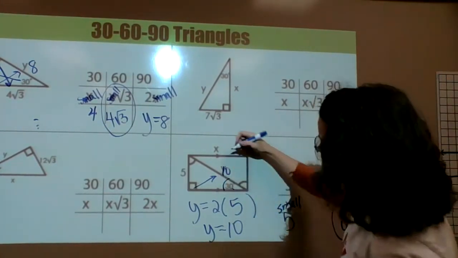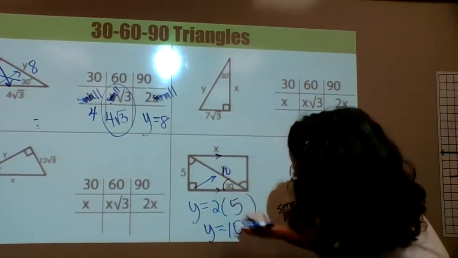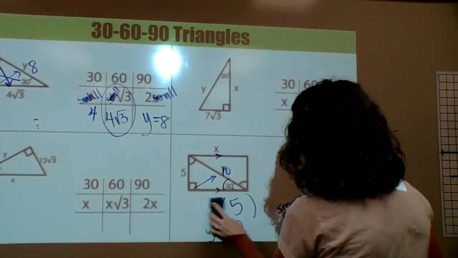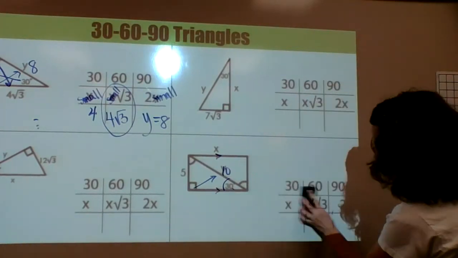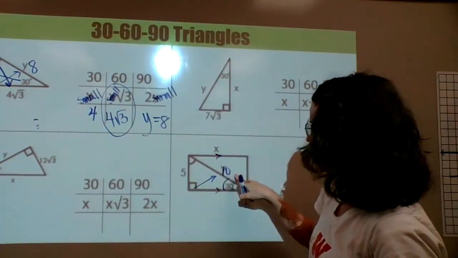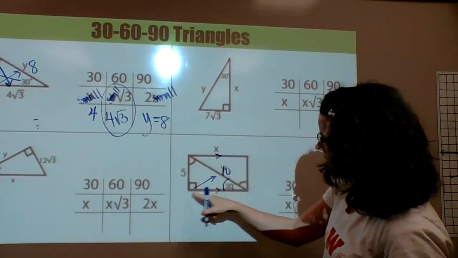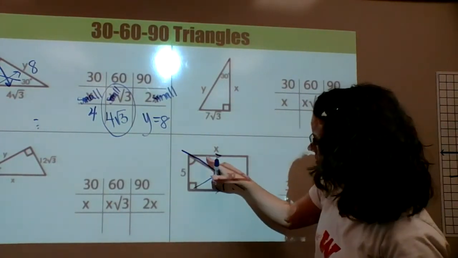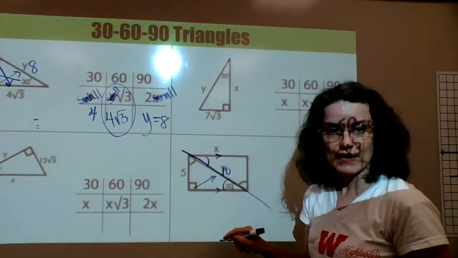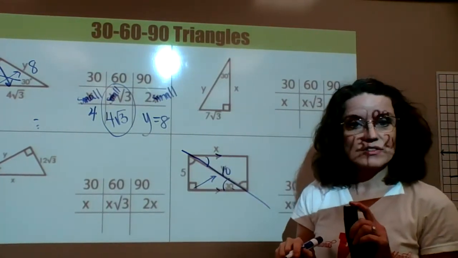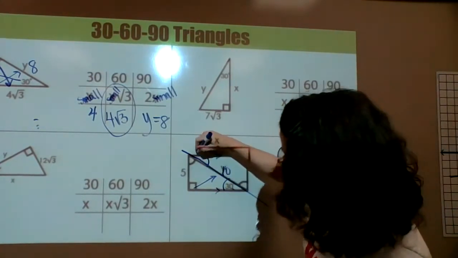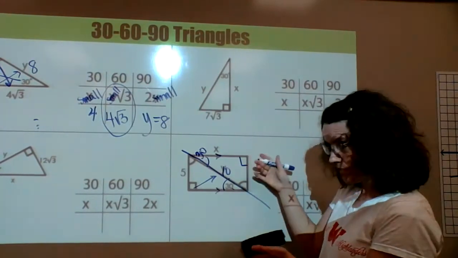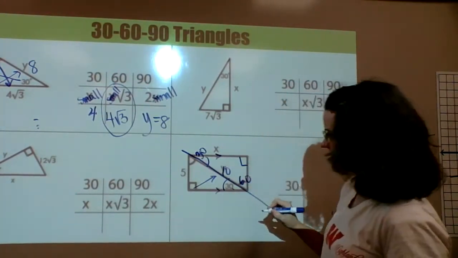Oh, look. I have arrows telling me that these are parallel lines. So I'm going to erase a little bit of junk here because I found that this guy's 10 now. I go, oh, if this is parallel, that means this is a transversal, and these two angles are alternate interior angles. Alternate interior angles are always congruent. So this angle right here is 30. This one is 90 because we have a rectangle, which makes this guy 60.